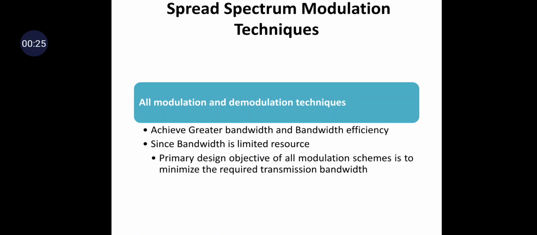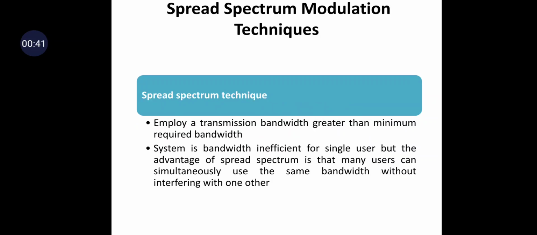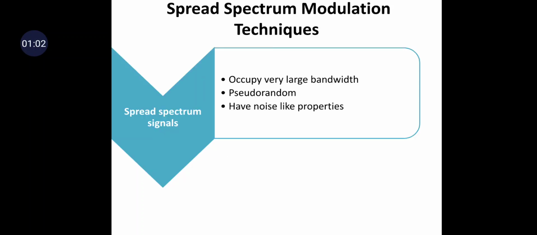All modulation and demodulation techniques aim to achieve greater bandwidth efficiency. Since bandwidth is a limited resource, the primary design objective of all modulation schemes is to minimize the required transmission bandwidth. So we are using spread spectrum technique. It employs a transmission bandwidth greater than the minimum required bandwidth. The system is bandwidth inefficient for a single user, but the advantage of spread spectrum is that many users can simultaneously use the same bandwidth without interfering with one another.